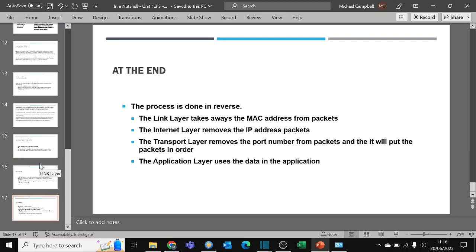At the end, the process is done in reverse. The link layer takes away the MAC address in the packet. The internet layer removes the IP address. The transport layer removes the port and the packets, and puts them in order. And the application layer uses the data in its application, right? So you might want to go back and have a little look at some of the slides. I've gone through it quite quickly. But yeah, there you go.